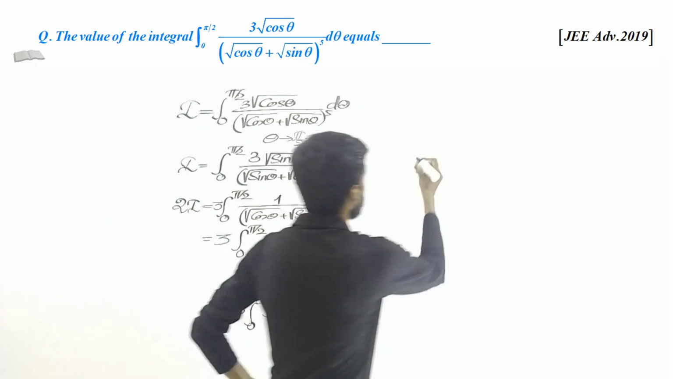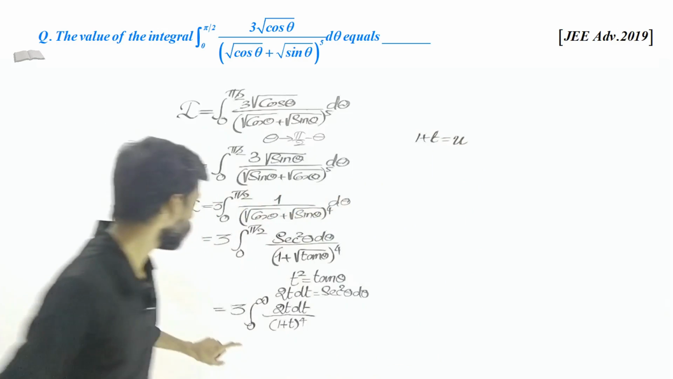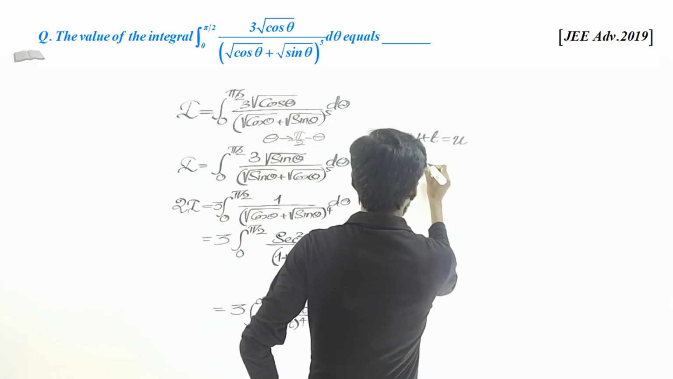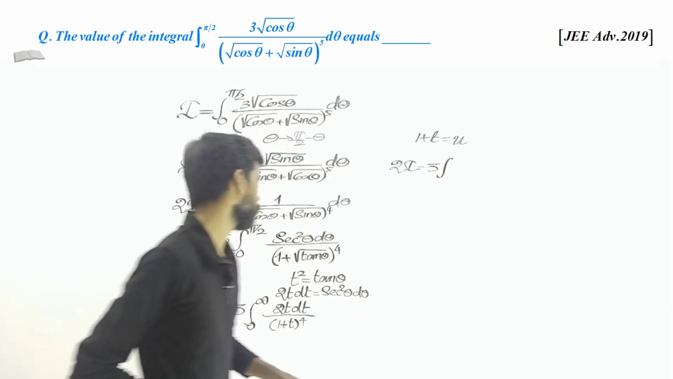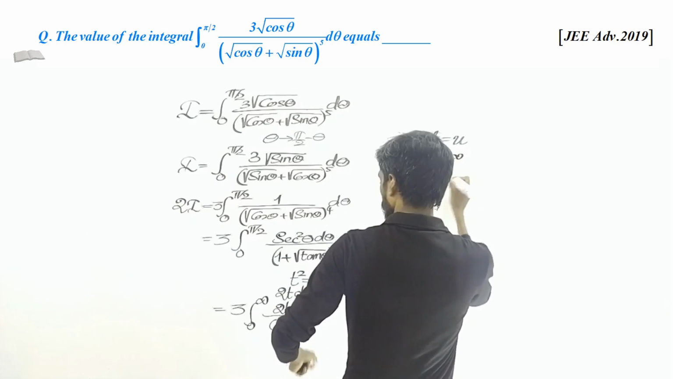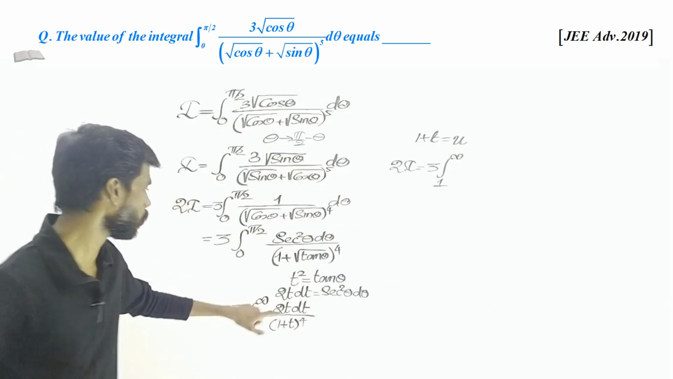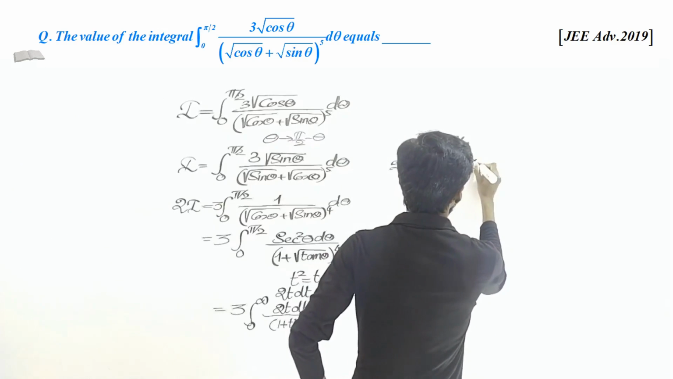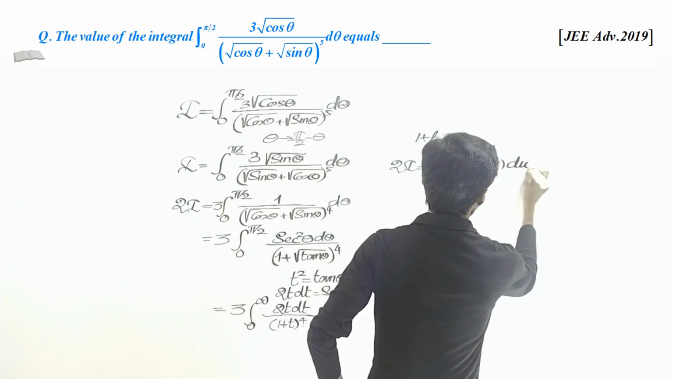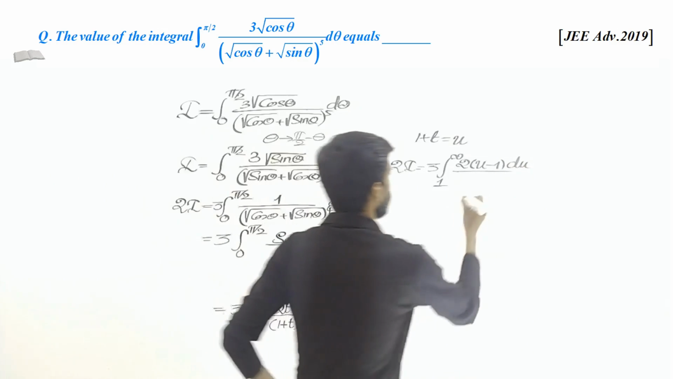So if you take, say, 1 plus t as some u, then this will become, so same thing, right? 2I equal to 3 integral. So now t is 0, that means u is 1. So 1 to infinity and 2t dt. So what is the value of t? So t is u minus 1. So 2 multiplied by u minus 1 and dt. So dt is same as du divided by, so this is 1 plus t, that is u to the power 4. So that's all, right?